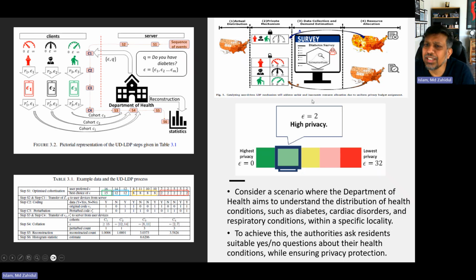As I said, if we allow this user-defined epsilon, then you can see in this figure that every user can choose their epsilon as needed. Therefore, the people who are not sensitive, their data will not be modified so heavily. So it is good for the Department of Health or the survey data collectors, because they are getting good quality data without harming anybody's privacy, since those people are not so sensitive.